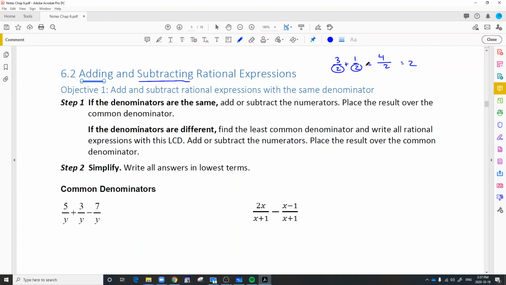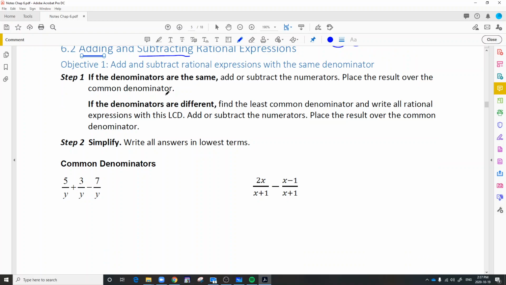So to add fractions, you need a common denominator. They need to be out of a common piece so that you can add the numerators together. And the same rule applies for expressions. So objective 1 is adding and subtracting with the same denominator. Step 1: if the denominators are the same, just add or subtract the numerators, place the result over a common denominator, and then simplify.